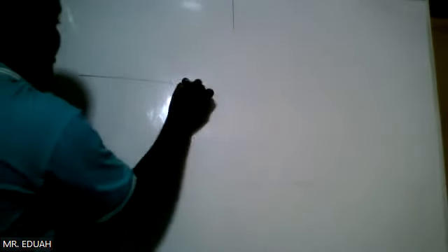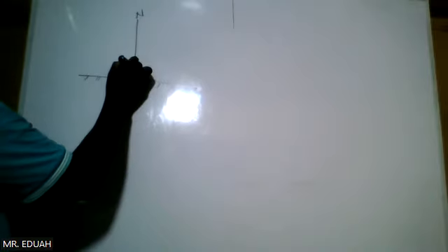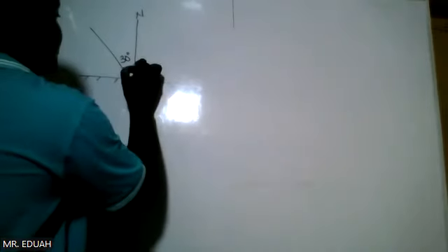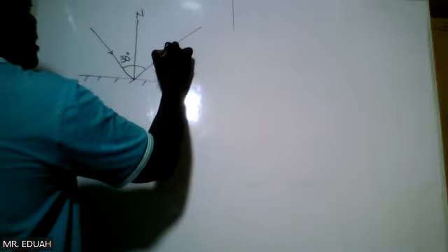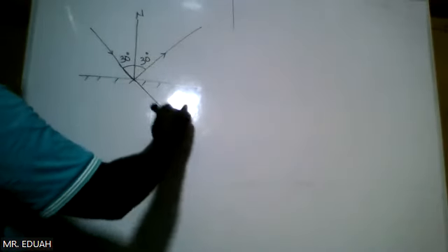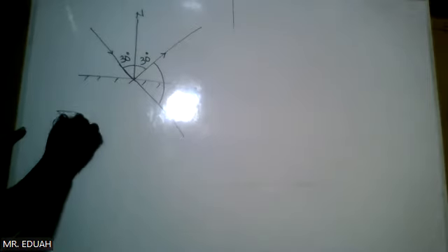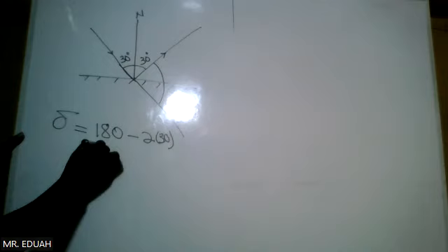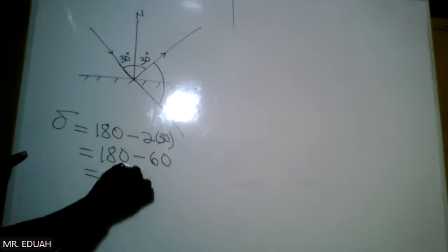So we have a mirror. That's the normal. The angle of incidence is 30 degrees. This is 30. This is also 30 degrees. It means this is the angle of deviation. Straight away, angle of deviation will be equal to 180 minus 2 times 30, which is 180 minus 60. Angle of deviation, therefore, is equal to 120 degrees.